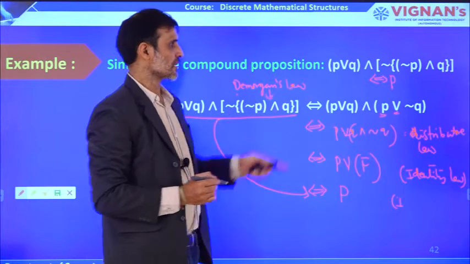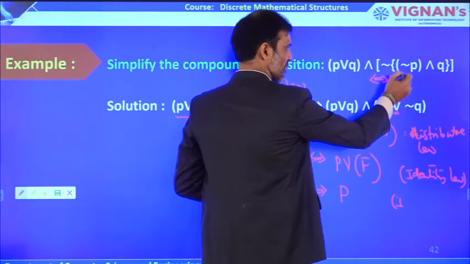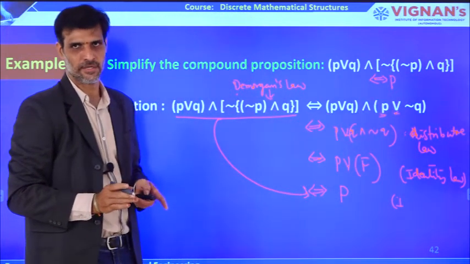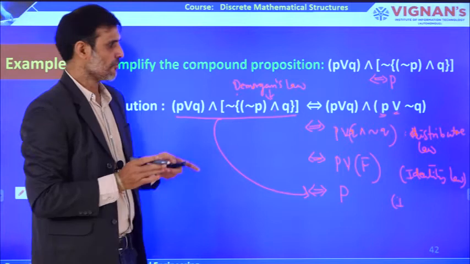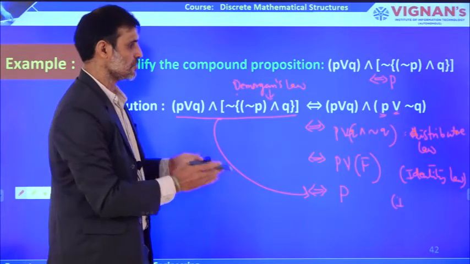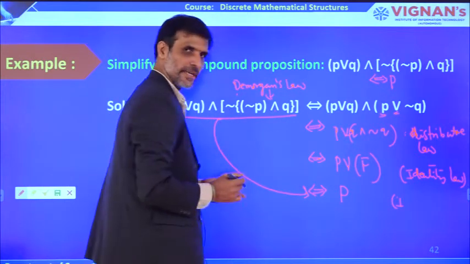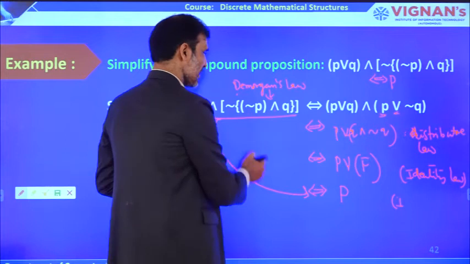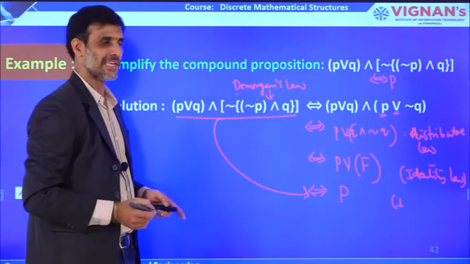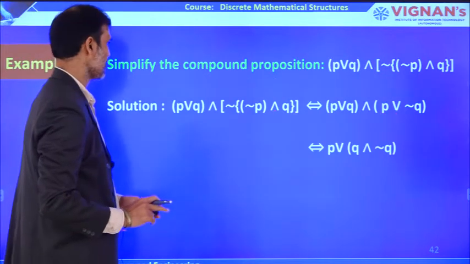You need to construct the truth table for the left compound sentence and construct the truth table for the right compound sentence and check whether both the truth tables are equal or not. That is the procedure. If you know these logical equivalence laws, it is very easy to simplify the given compound sentence. Not only that, it is very easy to prove that the two compound sentences are logically equivalent. So this is the importance of logical equivalence.